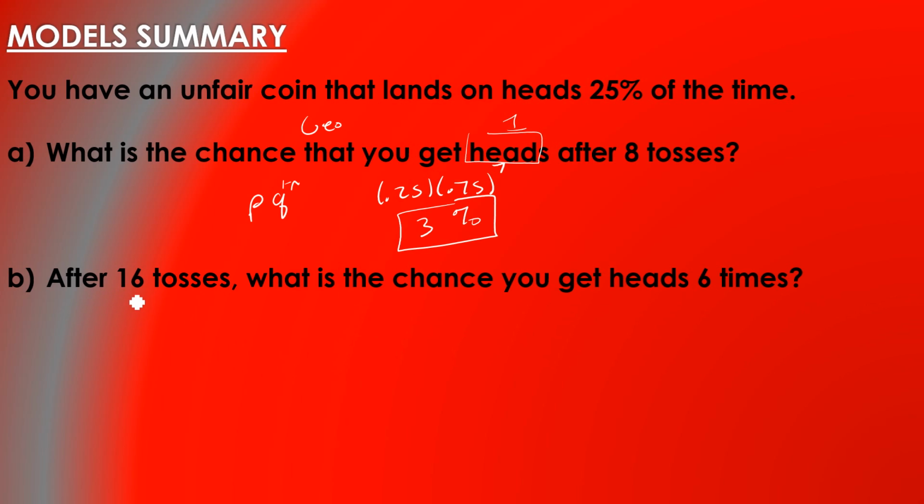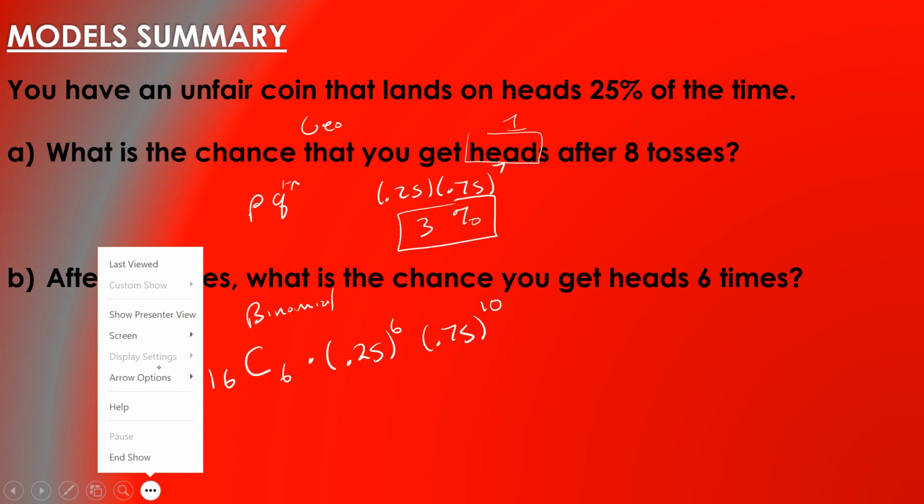Okay. After 16 tosses, what are the chances that you get heads 6 times? This is binomial. So 16 choose 6 successes times 0.25 to the 6, times 0.75 to the 10. So I'll bring up the calculator for that one.